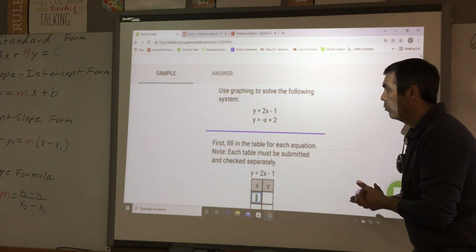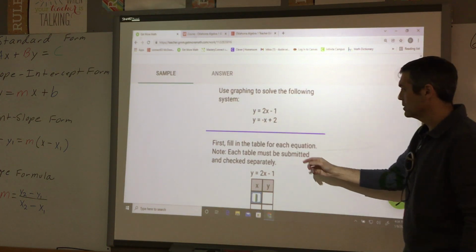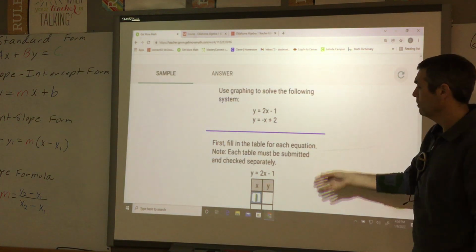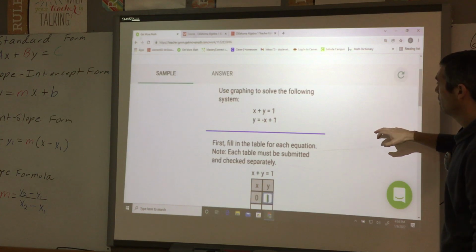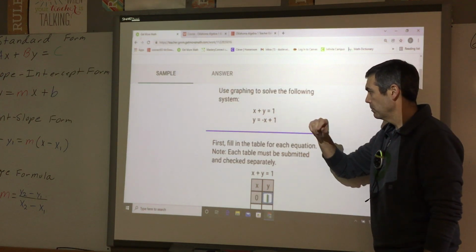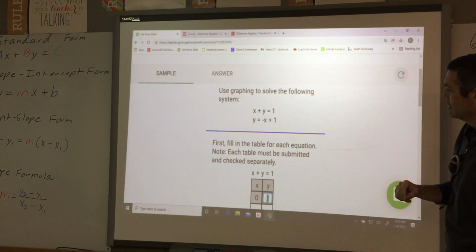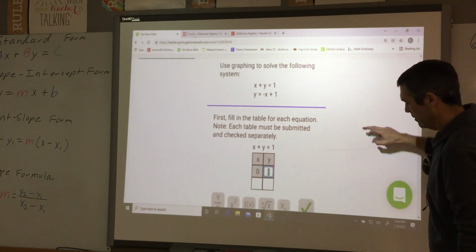Okay. Notice this. Look, y equals 2x minus 1, y equals negative x plus 2. They're both in slope-intercept form. Substitute x's. Get out your y's. Okay. Standard form. Slope-intercept form. Oh, let's do that one. Yeah, let's do that one.